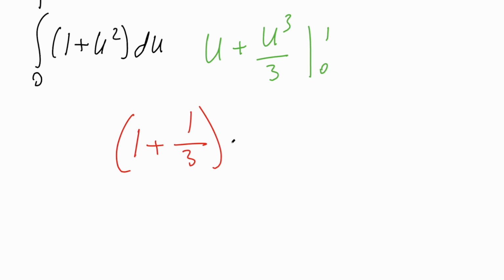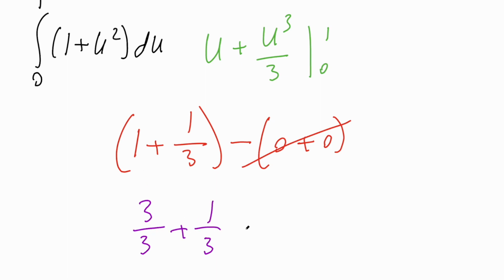Put a 0 here. Minus (0 plus 0), which is just 0. So this denominator is 3. This is a 1. We've got to get a common denominator. So we get 3 divided by 3, which is 1, plus 1 divided by 3. And 3 plus 1 is 4, so we have 4 divided by 3 as our final answer.